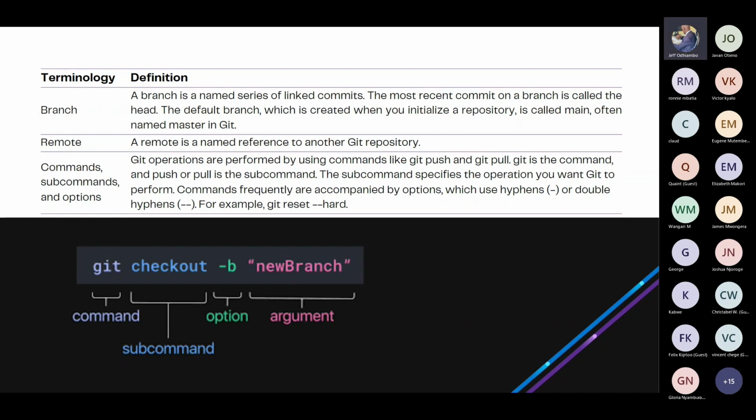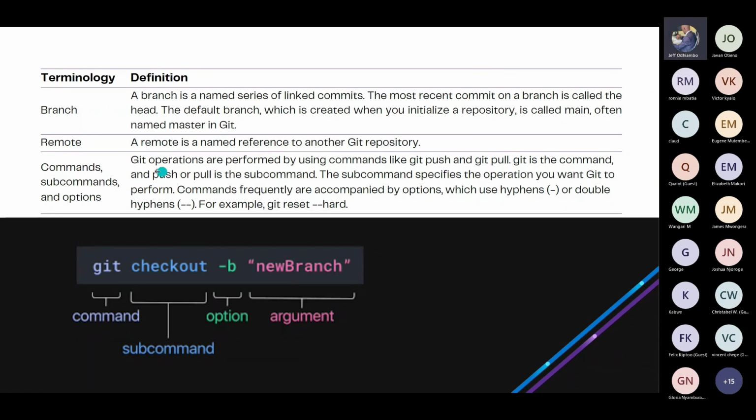So there are commands, subcommands, and options in Git. A command refers to the first part. Git is a command, right? Checkout is a subcommand, and then -b is an option. Then a branch, that's now an argument.